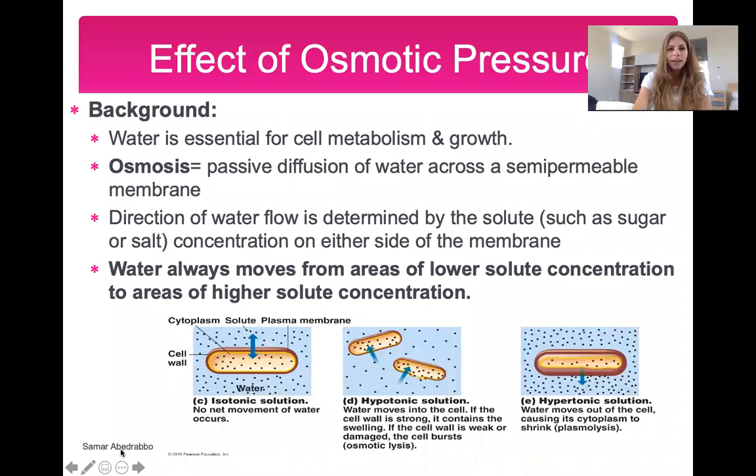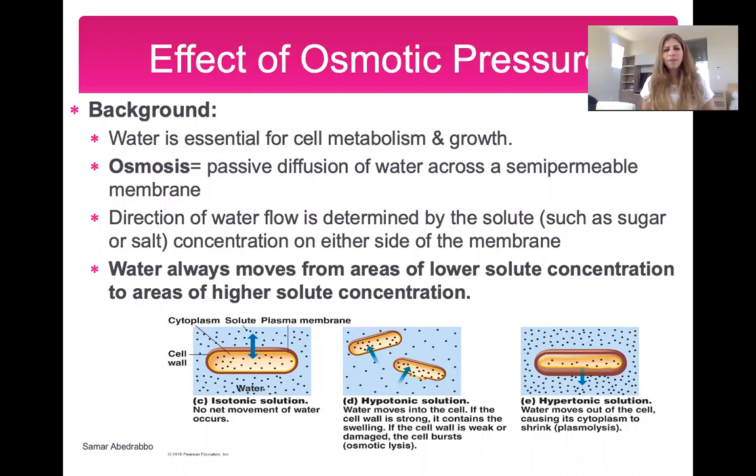To give some background, water is very critical for all cells. Just like it's critical for our cells, it's critical for bacterial cells to do their metabolism and grow. The definition of osmosis is the movement of water across a membrane, so a cell membrane. And remember, osmosis is a form of passive diffusion, so water can just go in and out of cells with no energy. Keep that in mind.